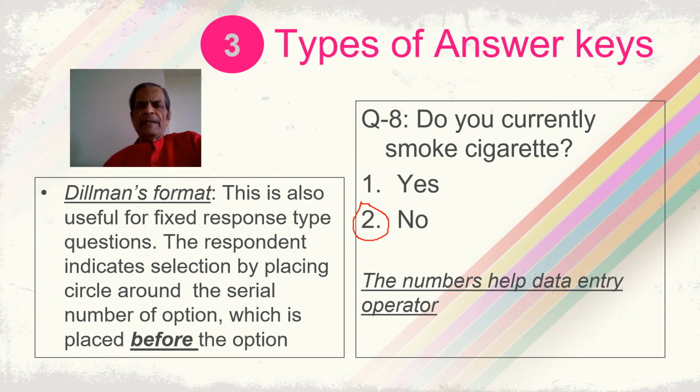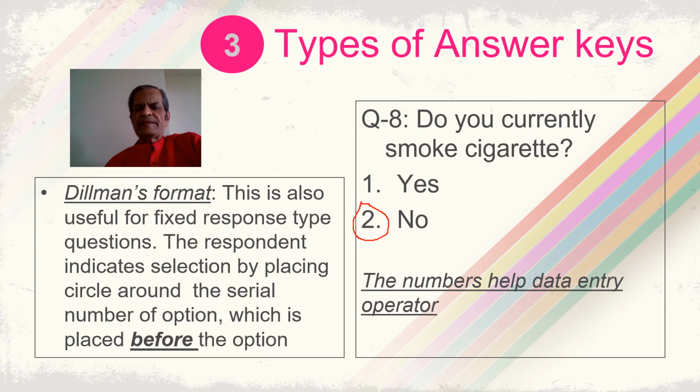So for question number 8, for the response yes, the code is 1. For question number 8 again, if the response is no, then the coding is 2. The data entry operator will not enter the response as no for question number 8, but will enter 2, and because it is the code for no, it will be inferred that the response by the respondent was no. If it is entered as 1, it will be interpreted as yes.